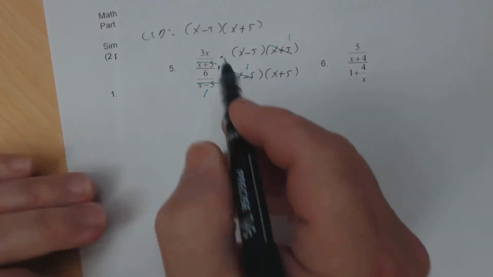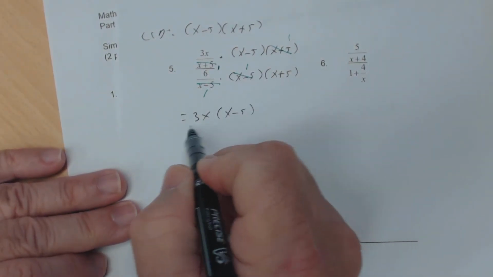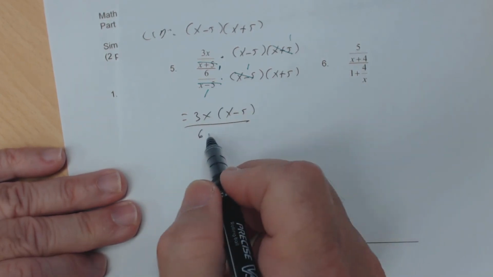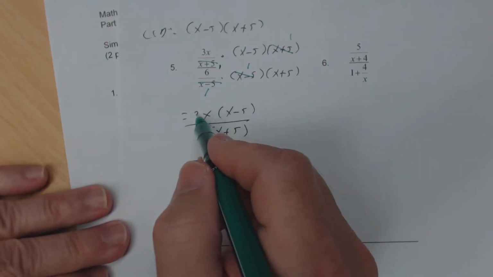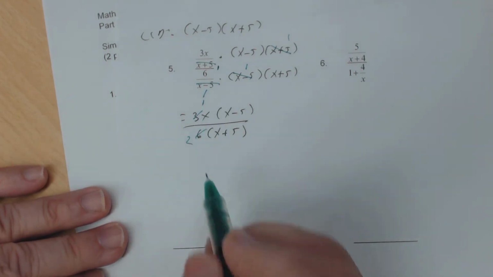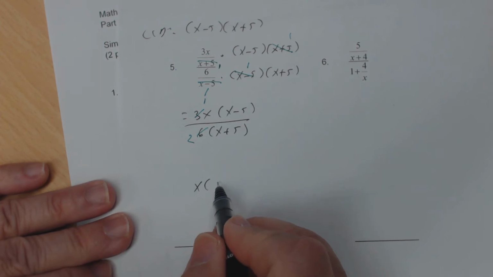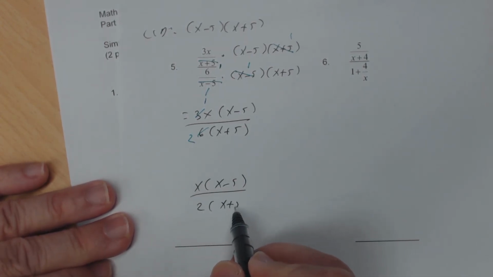And so you get 3x times x minus 5 divided by 6 times x plus 5. And then all you do now is reduce. I can reduce the 3 into 6. So that's going to be a 1. That's going to be a 2. They're both divisible by 3. And so the answer then would be x times x minus 5 divided by 2 times x plus 5.